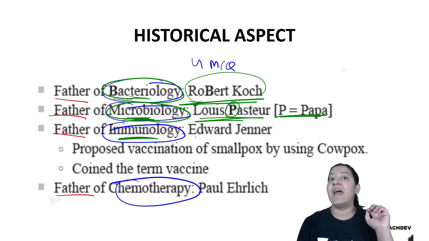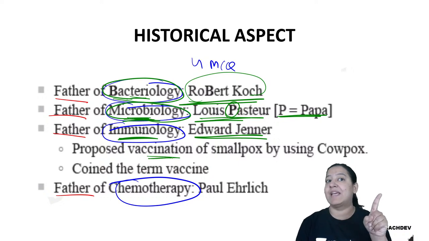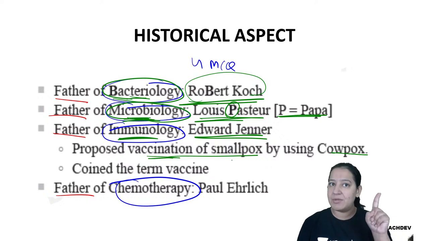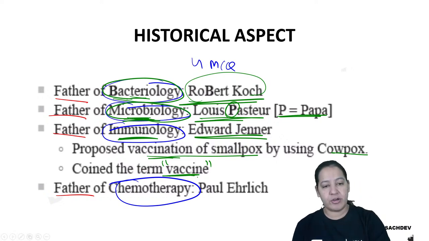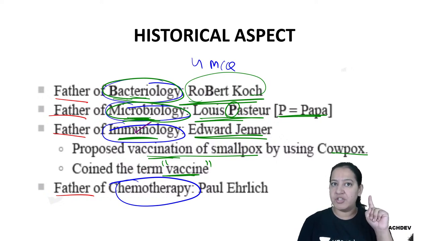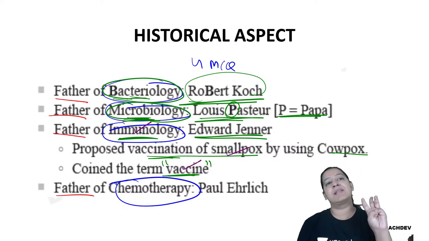Immunology wale portion ka father hai Edward Jenner. Why? Because he created the first vaccine of smallpox using cowpox. That's why he is the father of immunology. And he has coined the term vaccine also. Who has given this term? Again a PYQ. The answer is Edward Jenner. So Edward Jenner pe aapke 3 questions tayyar ho gaye. Who is the father of immunology? Edward Jenner. Who created the first vaccine for smallpox using cowpox? Edward Jenner. Who coined the term vaccine? Again Edward Jenner.